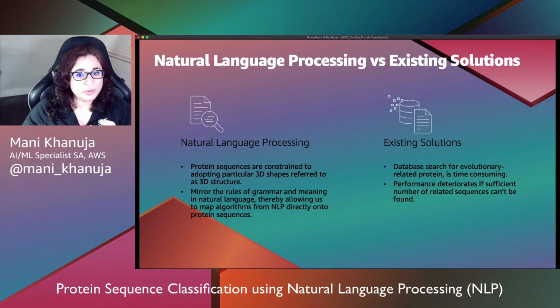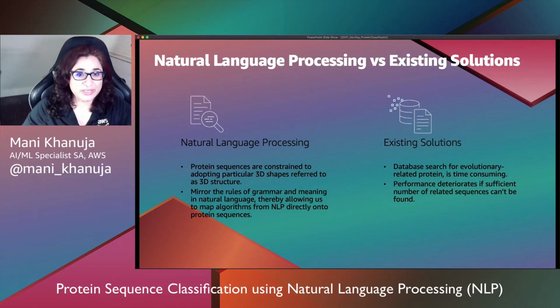Moreover, these protein sequences are constrained to adopt a particular 3D shape, which we also refer to as a 3D structure. And these constraints mirror the rules of grammar and meaning in natural language. So that's why we can directly map these algorithms onto the protein sequences.